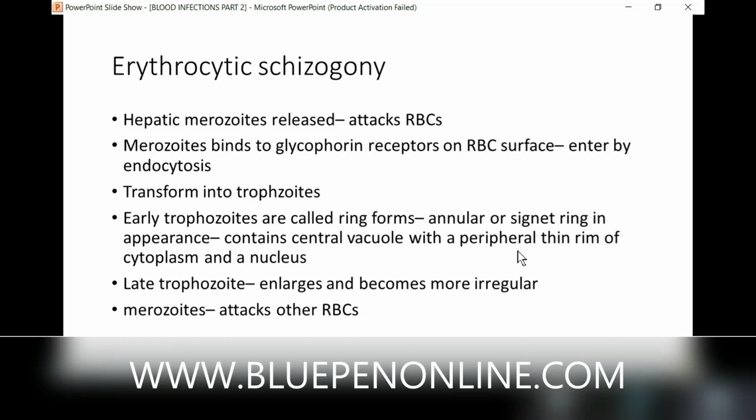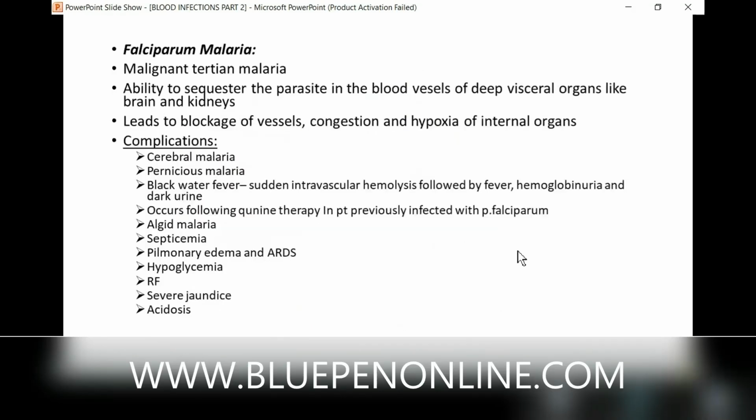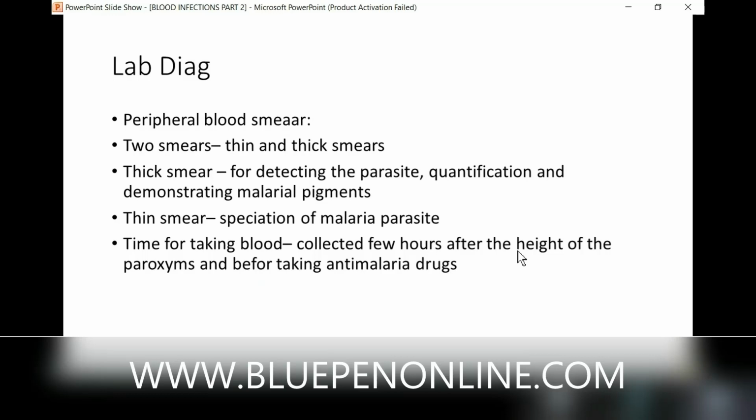Early trophozoites are called the ring forms. They are annular or signet rings in appearance. They contain a central vacuole with a peripheral thin rim of cytoplasm and a nucleus. I'll just show you a trophozoite here. If I turn this, I'll show you in another. So you see here these early trophozoites. And for different species, there are different types of trophozoites.